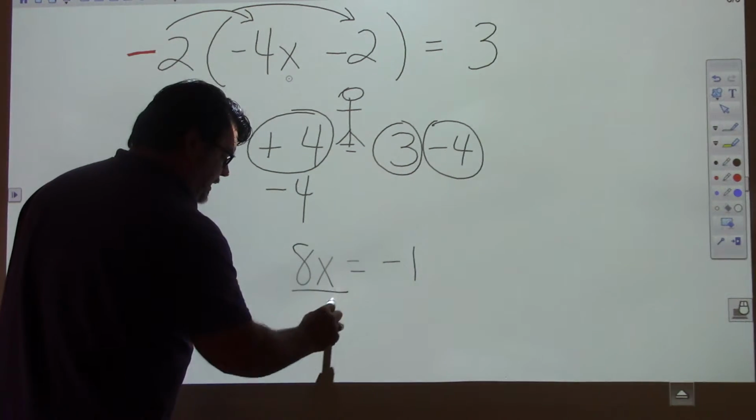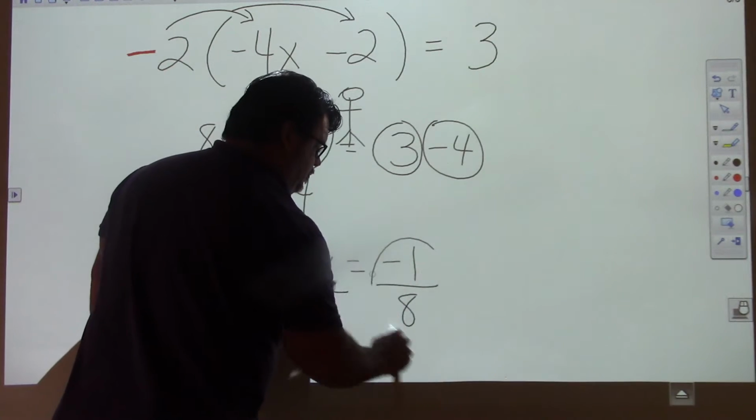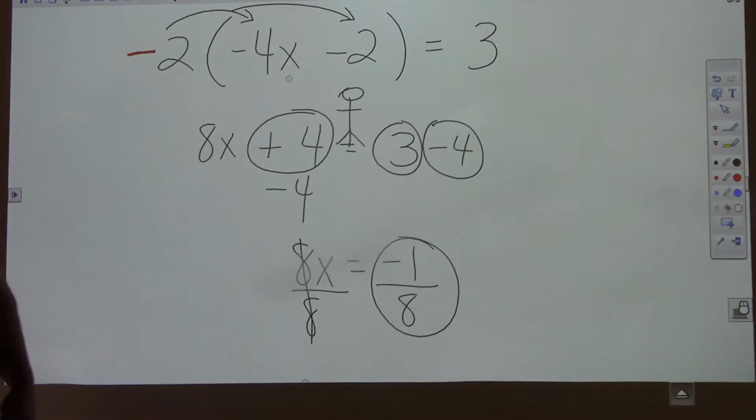And then divide by 8. X is equal to negative 1/8. And you can do these all day long. That's the distributive law.